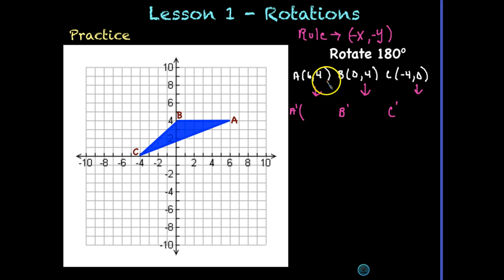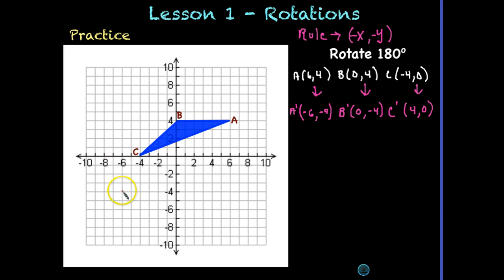So instead of having 6, 4, we would have a -6 and a -4. For b, we would have a -0, which is just 0, and a -4. And then for our c prime, we would have a +4 and a -0, which is just 0. So notice that this doesn't mean make it negative. It means multiply by a -1 or switch the sign. Now we are ready to graph.